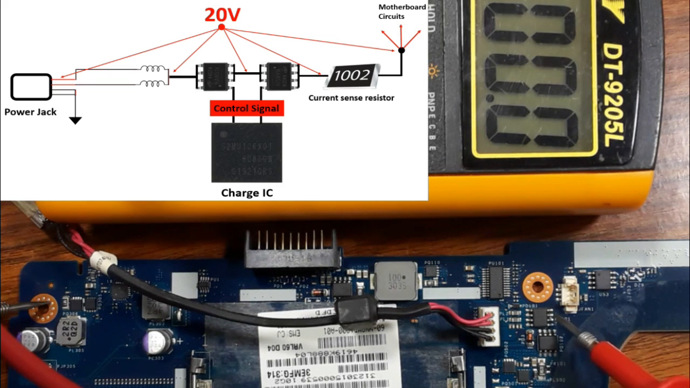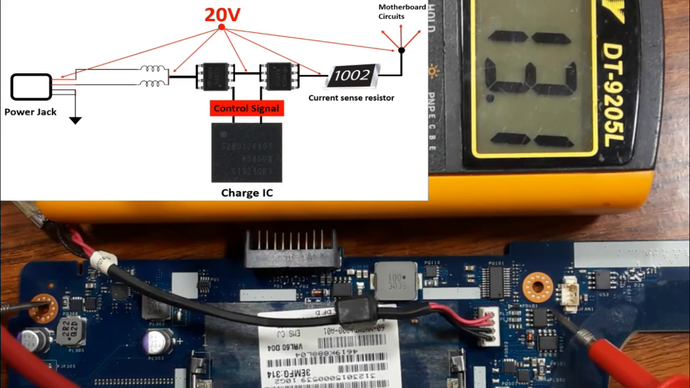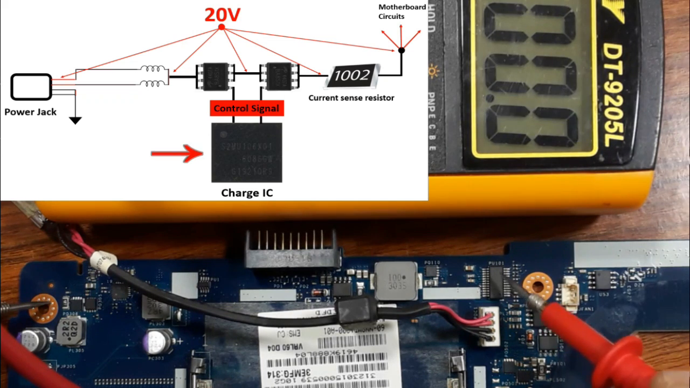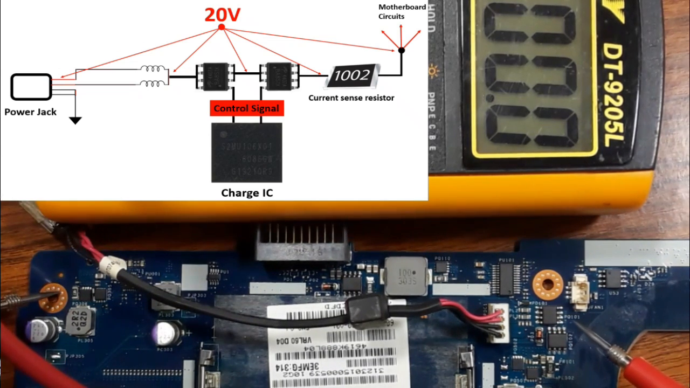the gate. The gate should receive the control signal. So let's check the control signal. Here we have the control signal, about 19. Okay, the control signal is generated by this IC, as you can see.